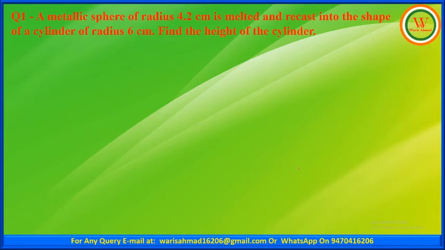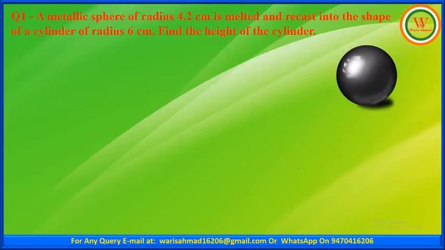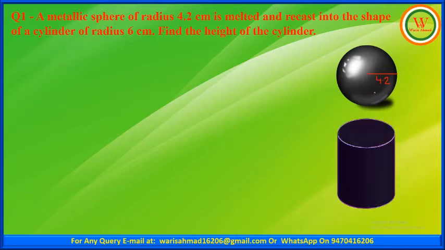So according to the question, it is given that a metallic sphere is melted and recast into the shape of a cylinder. So first of all, let us consider a sphere with radius 4.2 centimeter. We can write here 4.2 centimeter is the radius of this sphere. This is melted and recast into the shape of a cylinder.